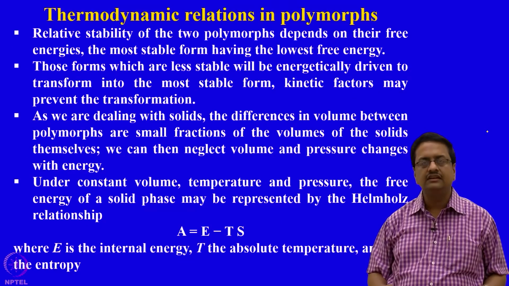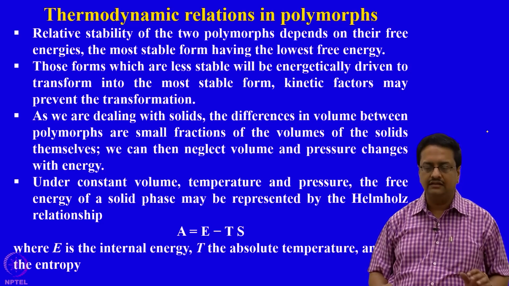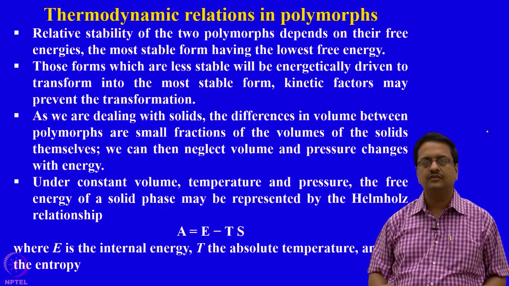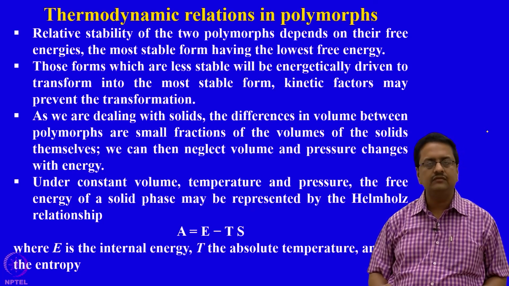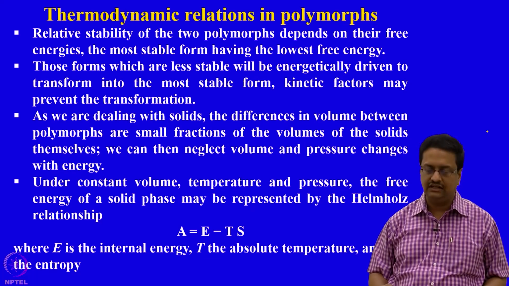So, the relative stability of the 2 polymorphs depends on their energies, and always the most stable form is the one which has the lowest energy. Those forms which are less stable will be energetically driven to transform into the most stable form. Kinetic factors may prevent such transformation. As we are dealing with solids, the differences in volume between polymorphs are small fractions of the volumes of the solids themselves. So, we can neglect the volume and pressure changes with energy.